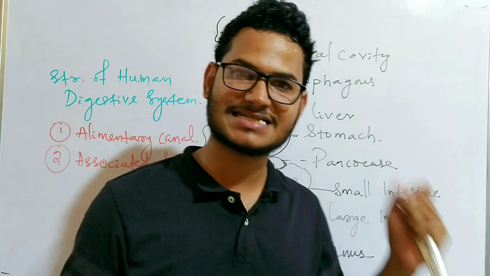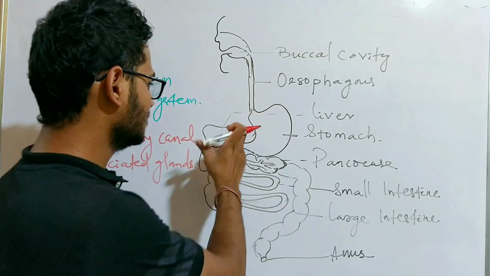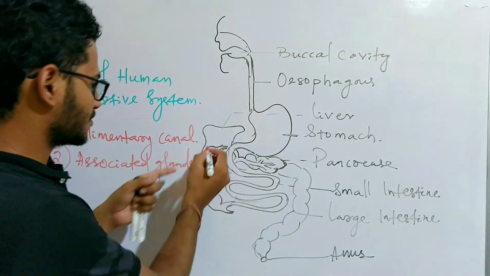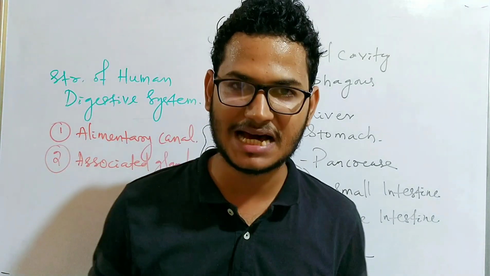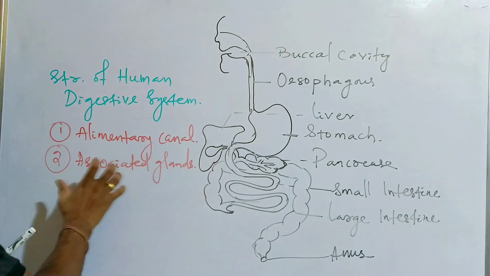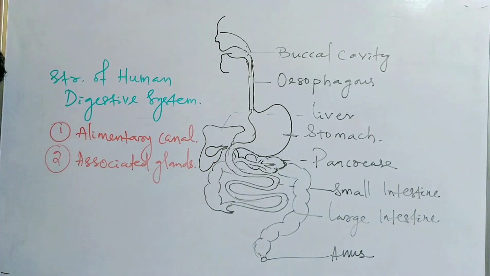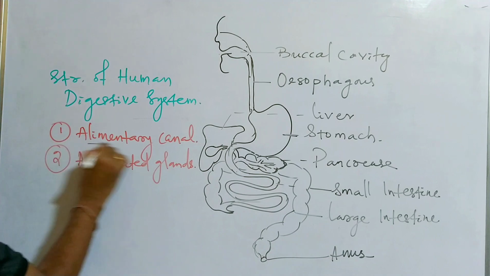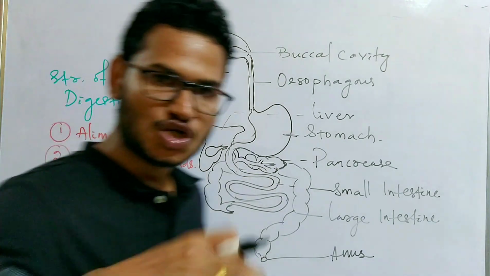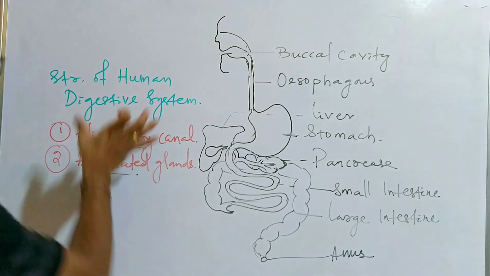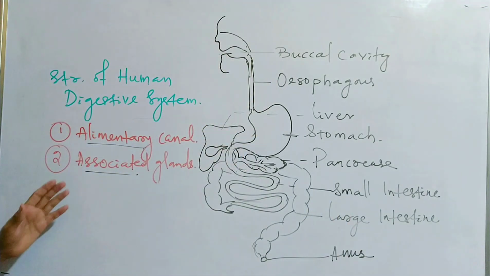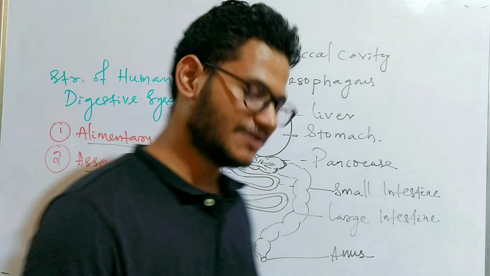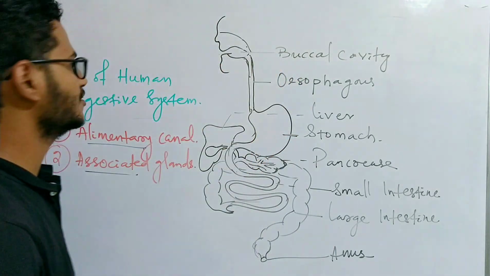So what are the important associated glands? The buccal cavity has the salivary gland, the mucus glands, liver, pancreas. The small pouch-like structure present below the liver is known as gallbladder. All these constitute the associated glands. So these two, the alimentary canal and the associated glands, together form the digestive system of human. The digestive system of human is divided into 4 different zones. Clear? 4 different zones.